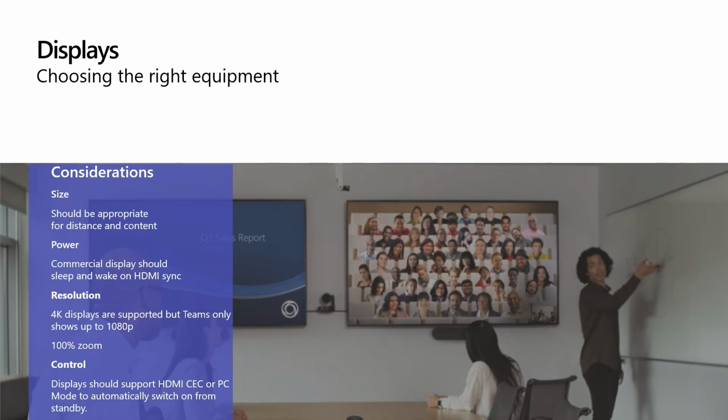But the other main consideration is what we would always recommend: make sure the display has an HDMI CEC port. That way, Microsoft Teams Rooms devices can auto shut down the monitor if it detects nobody in the room because they've got proximity sensors. And then as soon as somebody walks into the room, it automatically lights everything back up as well.